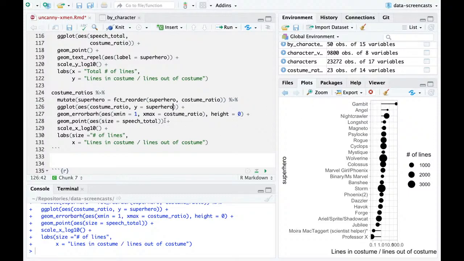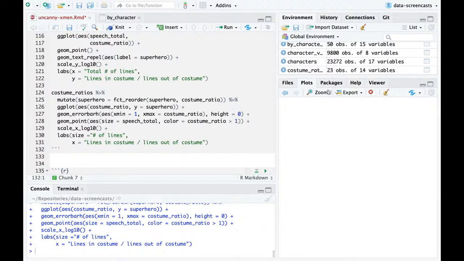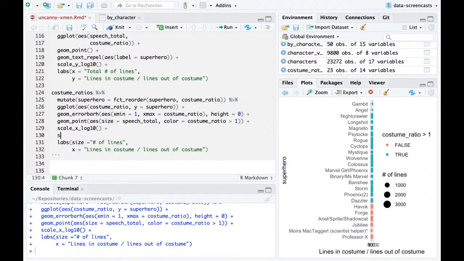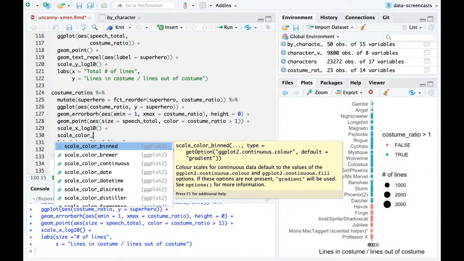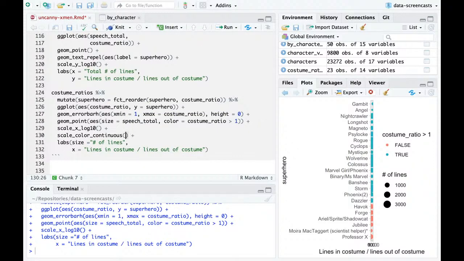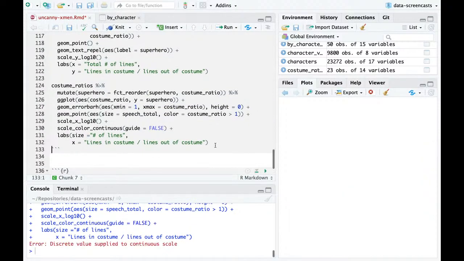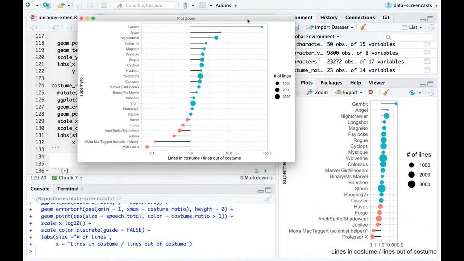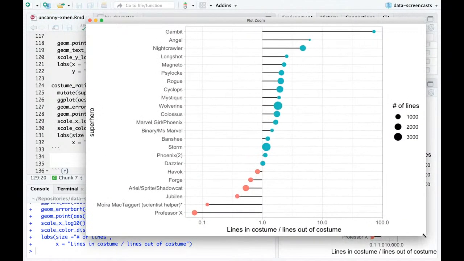I'm going to add one last thing to make it look a little better. I'm going to say geom_point color is costume ratio greater than 1, and drop that out of the legend. Scale color continuous. I'm just doing a whole bunch of polishing now. Guide equals false. Drop the color scale. Scale color discrete. Guide is false. All right. This is what I call a lollipop graph.